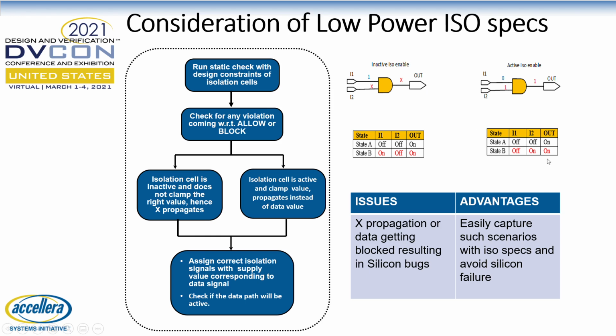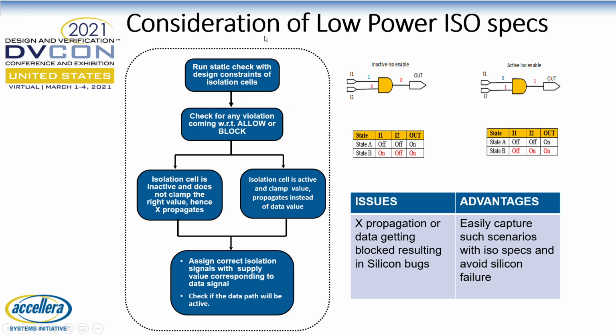The second scenario is here in the other state table. In state B, when I'm going from on to on domain, my isolation cell is active, and instead of getting my true data value, my active or clamp data value is getting propagated.